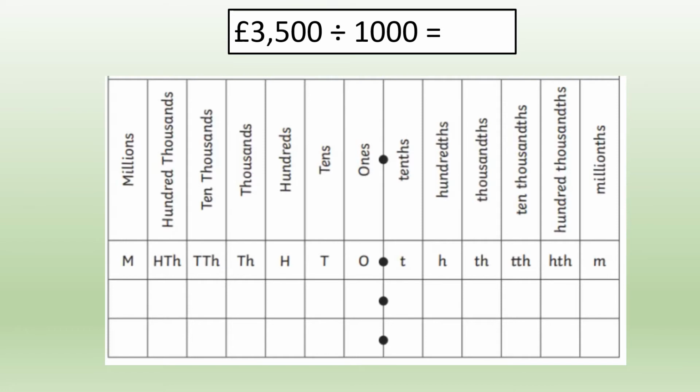share £3,500 between 1,000 people. So I need to start by putting in 3,500 into the place value chart. I then need to move my digits 1, 2, 3 places to the right.